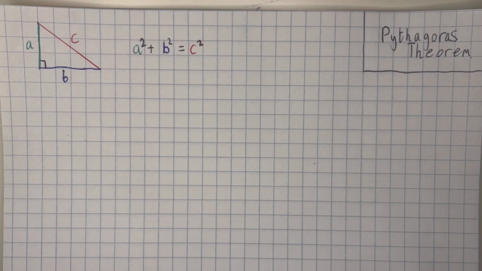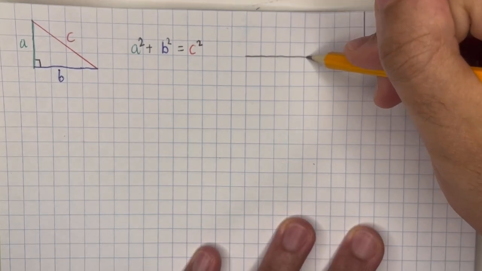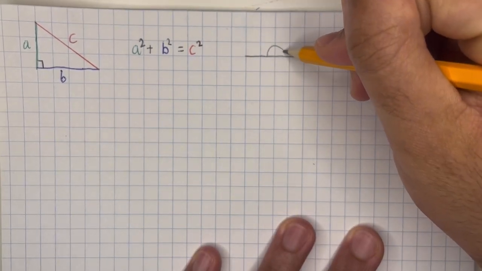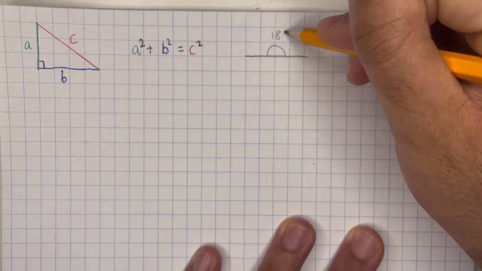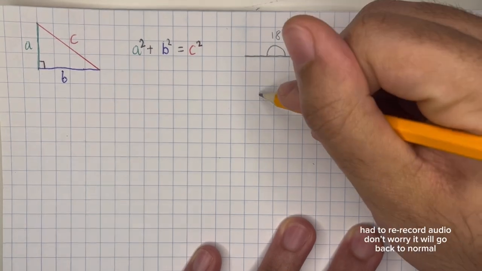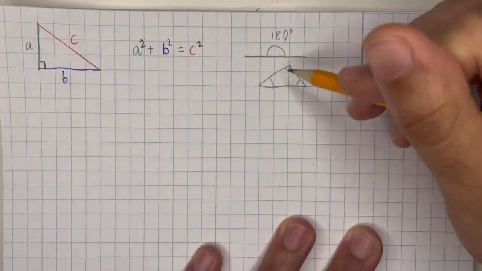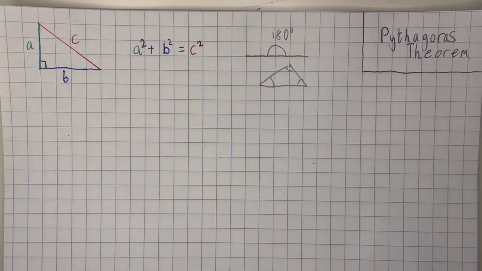We're going to use two facts in this proof that you'll need to know from geometry. First of all, the angle on a straight line is 180 degrees. Second of all, internal angles in a triangle add up to 180 degrees. So let's get into it.